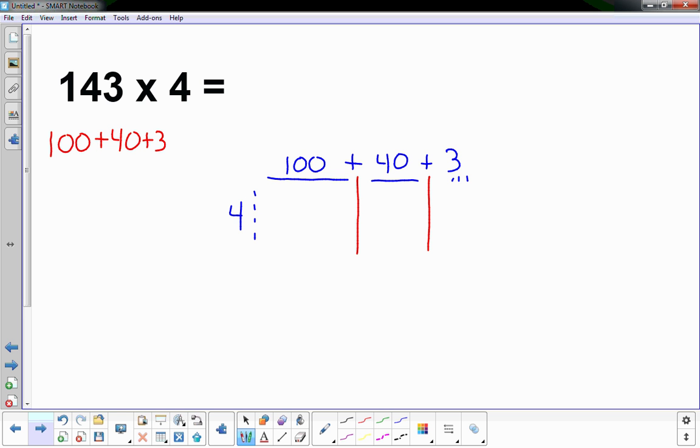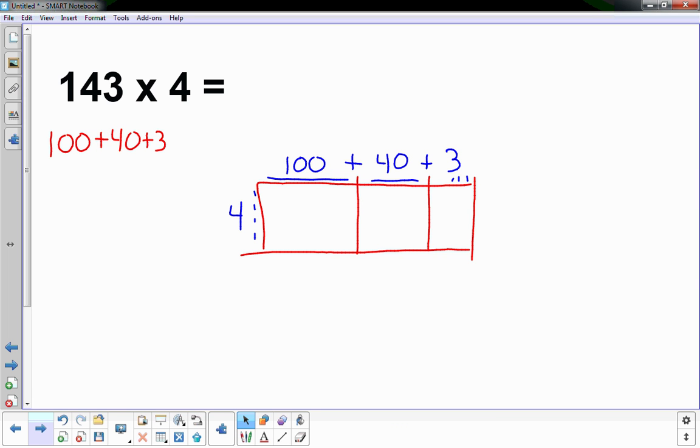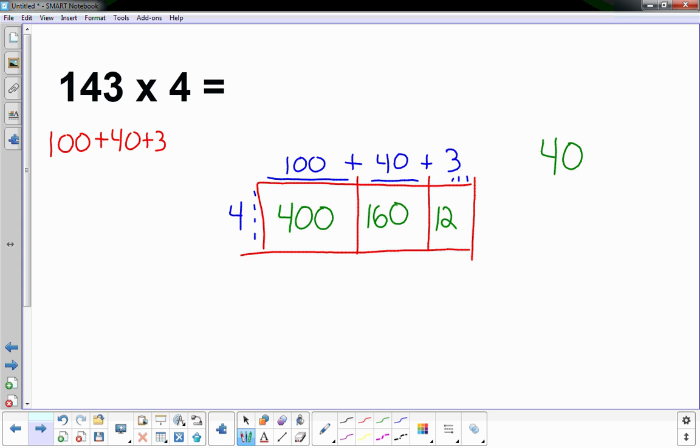In between these addition signs, if you noticed, I've been drawing lines straight down. Those different sections are really our partial products that we're going to solve and then add them together. So the first one on the left is 4 times 100. That's 400. Then the one in the middle is 4 times 40. 4 times 4 is 16, and then the 40 has a 0 in it, so it's 160. And then the last one on the right, 4 times 3 is 12. And then I add those partial products together.